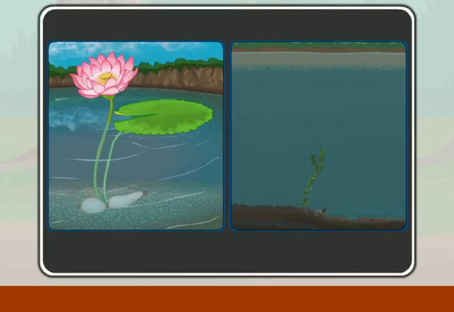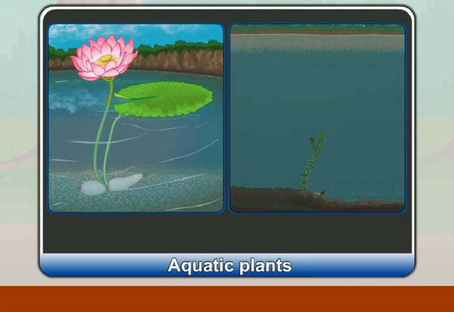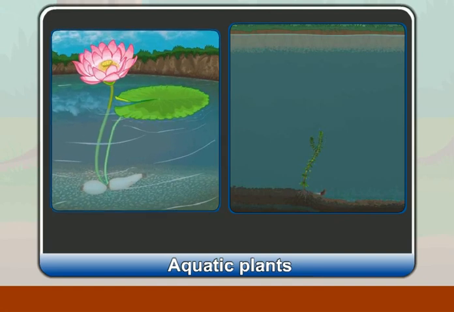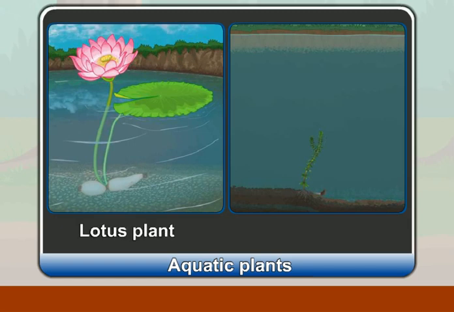Now have a look at these aquatic plants. Do you know their names? The first one is the lotus plant. The second one is the hydrilla plant. Now, do they grow in the similar way? No, they don't.